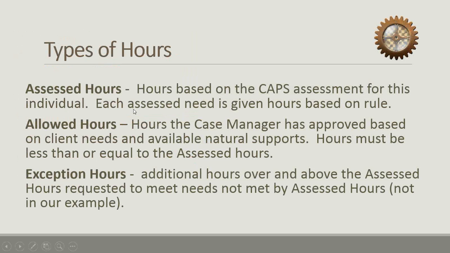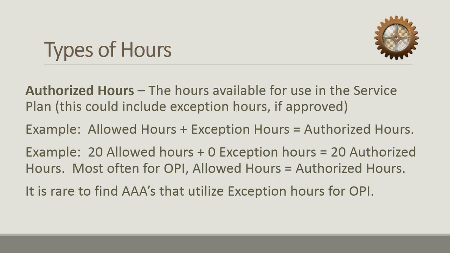Now, let's talk a little bit about those hours. We've already discussed what assessed hours are and allowed hours and exception hours, but let me give you an example of them. For OPI, most of our allowed hours are also going to be considered authorized hours. Because the system has the ability to use exception hours, it allows us to have allowed hours plus exception hours, and that would equal authorized hours.